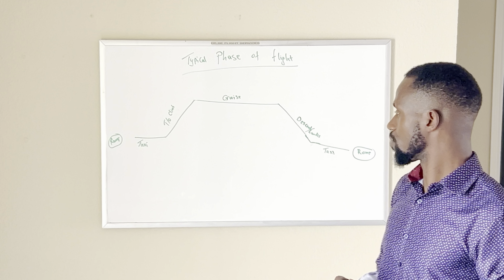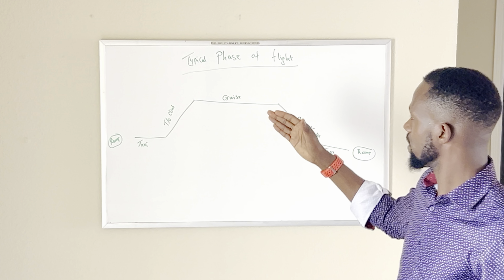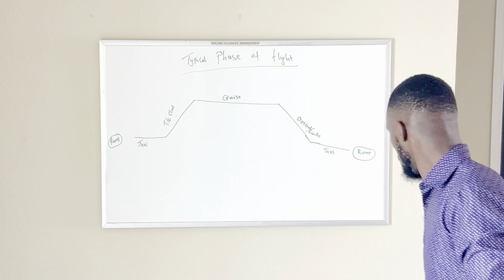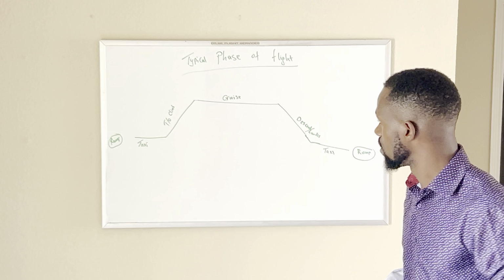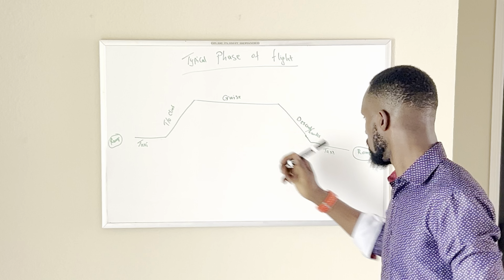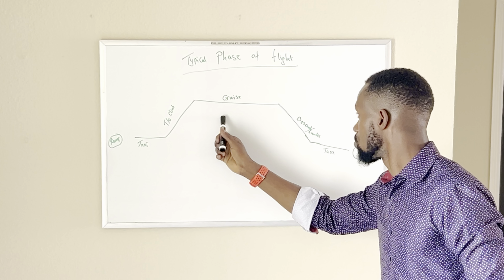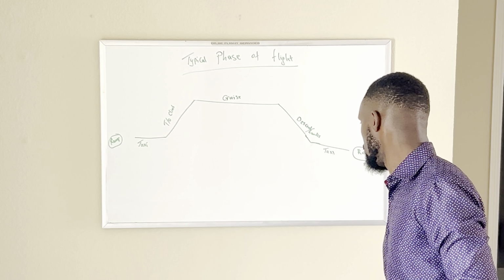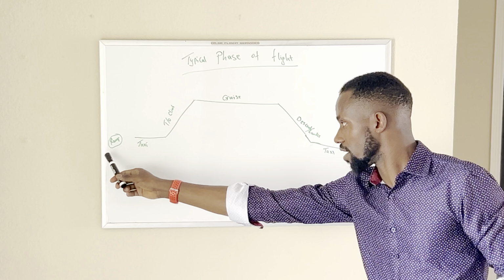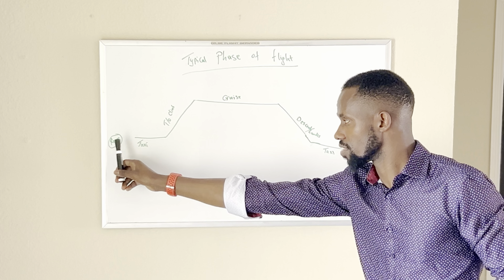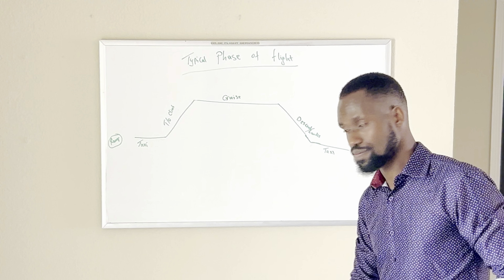I'm going to be releasing a lot of videos explaining the typical phases of flight. Basically, every flight that you do has these phases: taxi, takeoff and climb, cruise, descent and landing, and then finally taxi. So you start from the ramp, and then you go through all these phases.